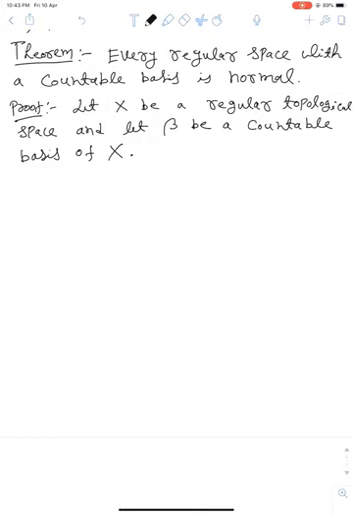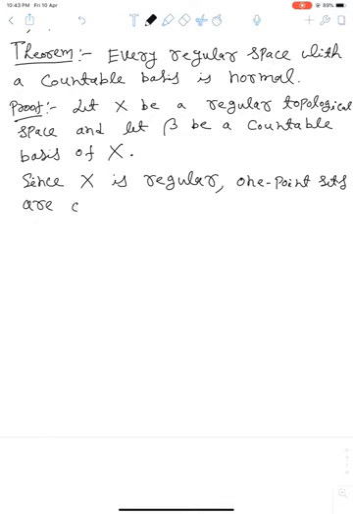Now the first property is trivial. Why? Because X is regular. Since X is regular, one-point sets are closed in X, right? So the first property is trivial. Now we need to check only the second property.